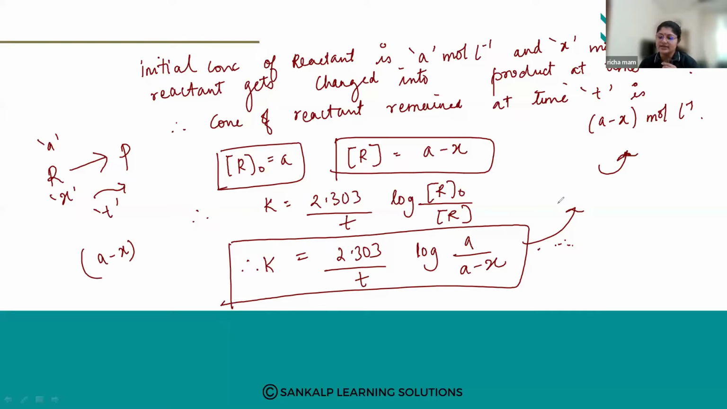Is it clear? The problems based on the first order, we will solve in the next class. In today's class, we have seen the rate law expressions, that is, the rate constant expression for first order and zero order reactions. In the next class, we will see a problem, and then we will start with the half-life reactions. Problems are very important from this chapter, so after solving problems, we will proceed further.